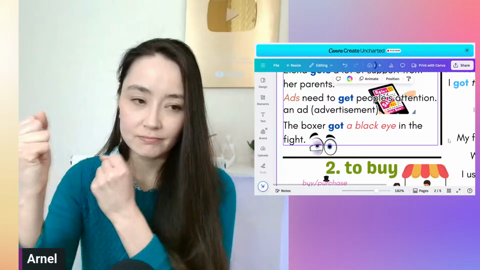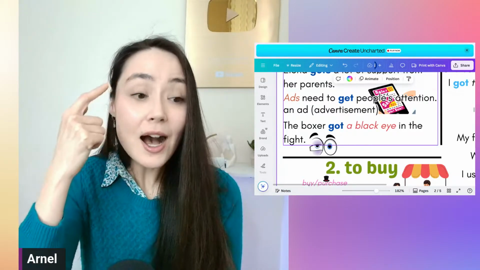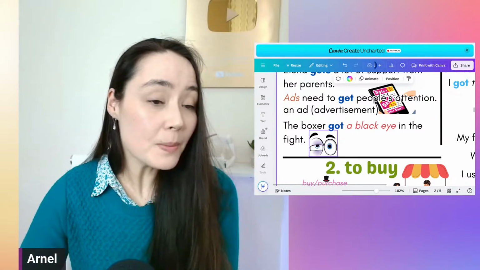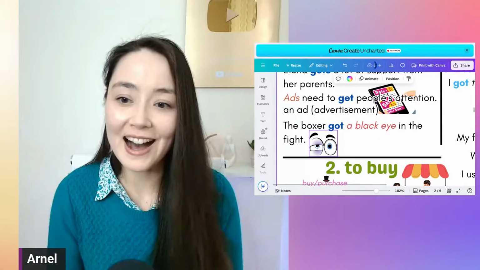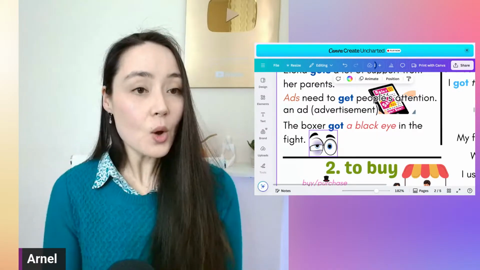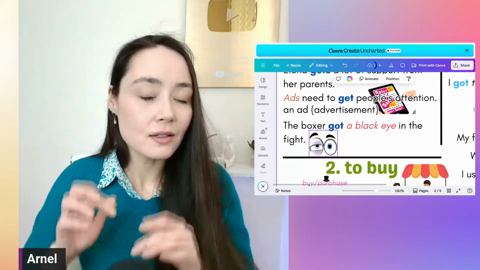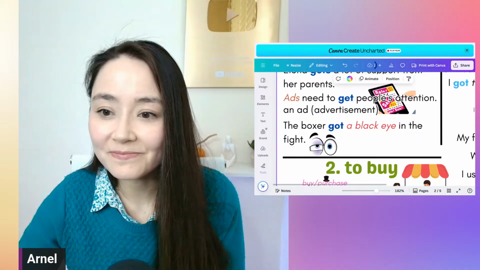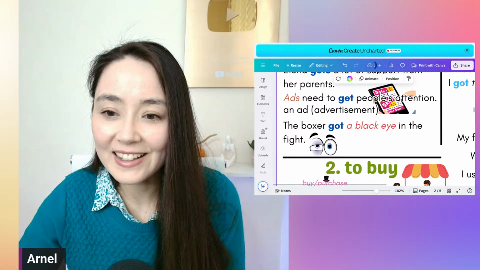The boxer. The boxer got a black eye in the fight. A black eye is when you have a bruise. Like in this little image here, the boxer got a black eye in the fight. He received a black eye. Okay, well, number 1 is done. If you can think of any example sentences, put them in the chat. Try to practice. Good. Okay.